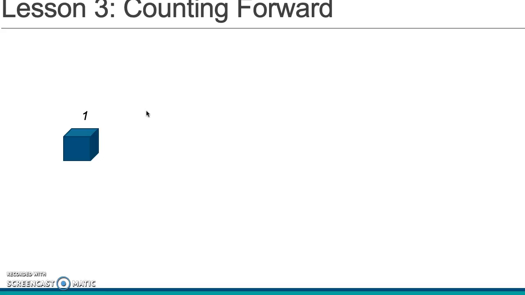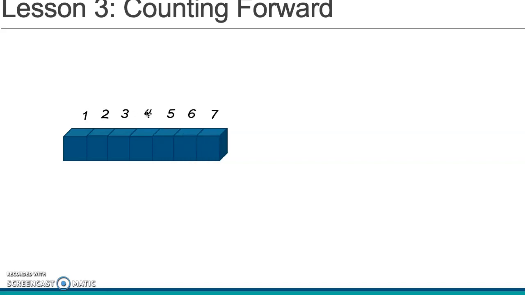1, so take out 1 cube. 2, 3, 4, 5, 6, 7, 8. Oops, only 7. Now we're going to take cubes off as we count backwards.